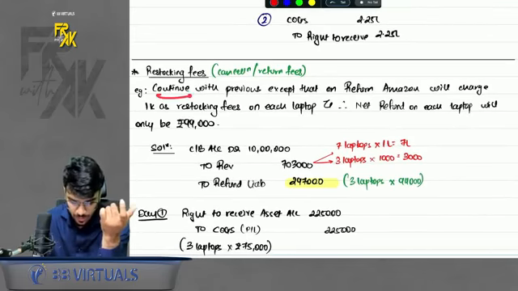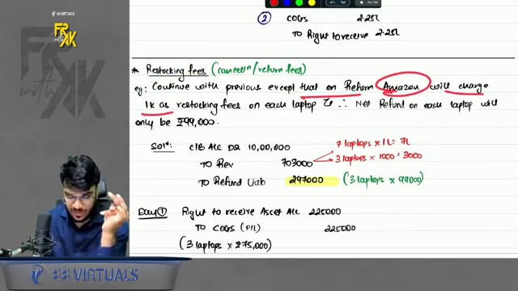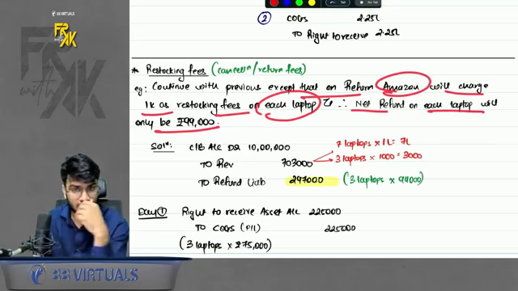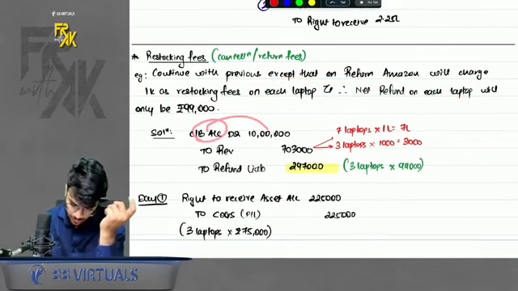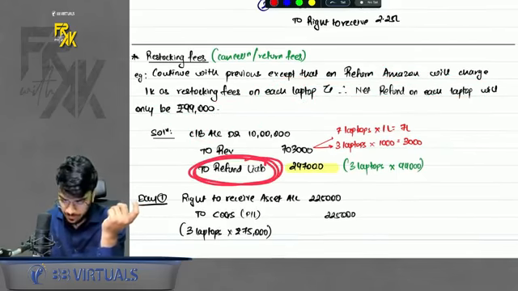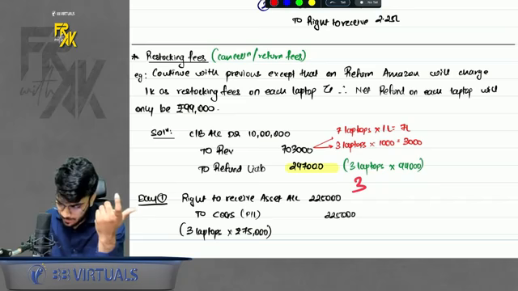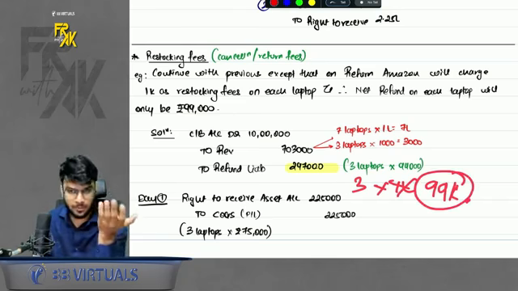So you can see here, continuing with the previous example, that on return, Amazon will charge 1000 as restocking fees on each laptop, and the net refund on each laptop will be 99,000 only. So in this case, the day one's entry will be modified. You will receive the money, 10 lakhs. When you say refund liability, normally the refund liability was 3 lakhs. Here it won't be 3 lakhs. It will be 3 laptops into, not 1 lakh, into 99,000. Why? Because ideally the maximum refund which will happen is 99,000 per laptop, not 1 lakh.